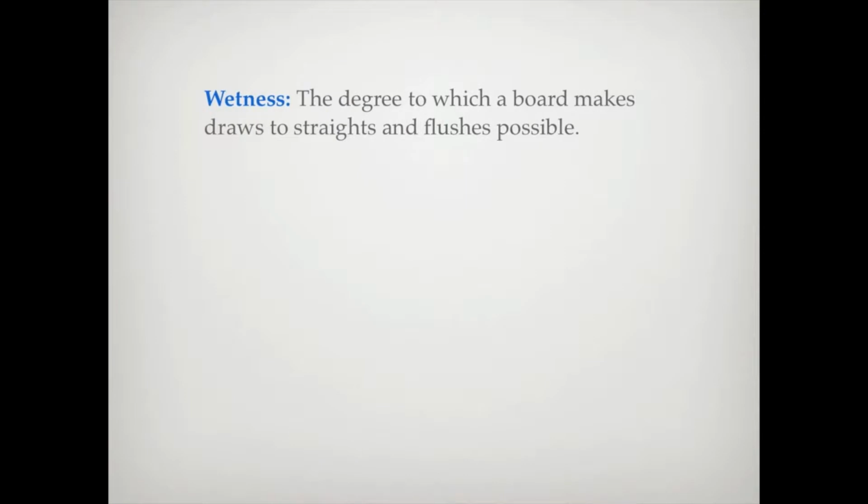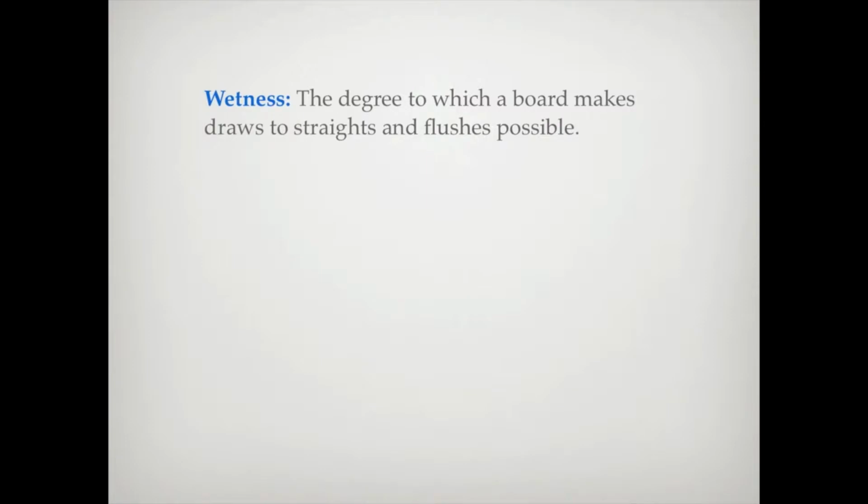Okay, the first thing we're going to do is go over some terminology to make sure that we're both on the same page. The first definition is wetness, which is defined in poker terms as the degree to which a board makes draws to straights and flushes possible. Something I've noticed from surfing the forums and doing a bunch of coaching is that a lot of players use the term wetness way too loosely, almost to the point where they label any two-tone board as being a wet board. But you and I both know that all wet boards aren't created equally.